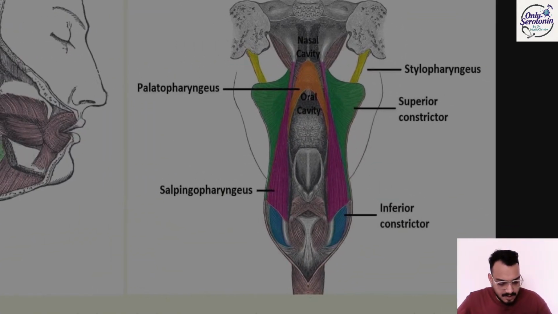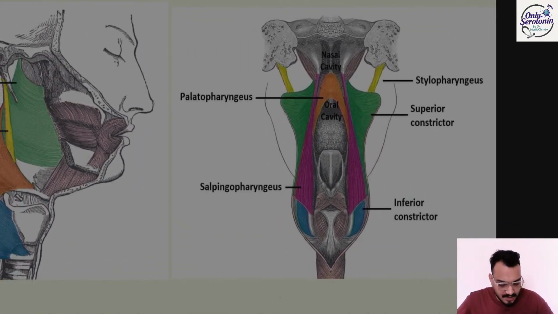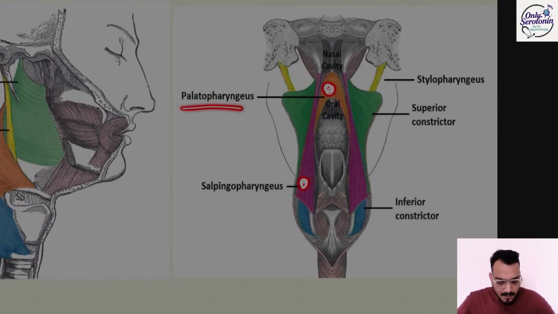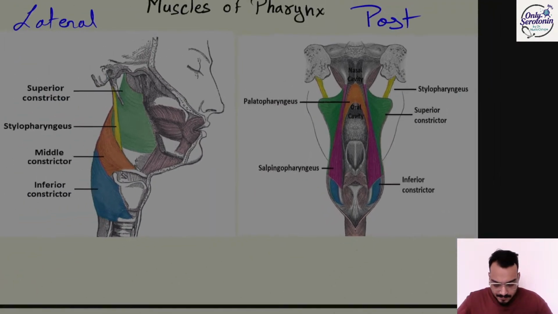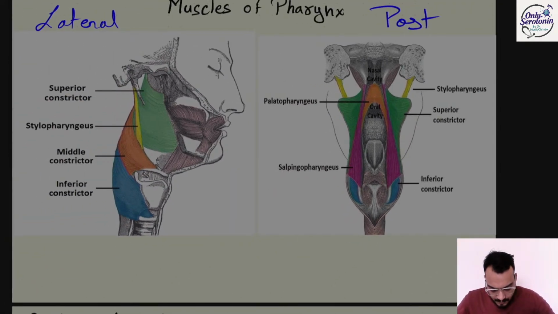What about the posterior side, guys? On posterior side, few of them are the same, but the ones you are going to remember from the posterior side are these two muscles: palatopharyngeus muscle and salpingopharyngeus muscle. Done, guys? All these are your final exam questions. I am going to ask about pharynx, and you have to tell me everything from starting till ending.